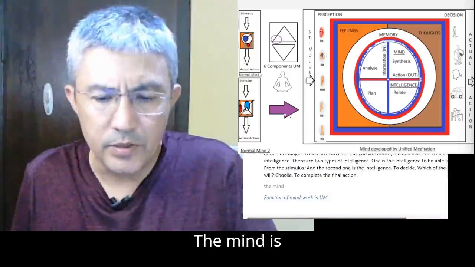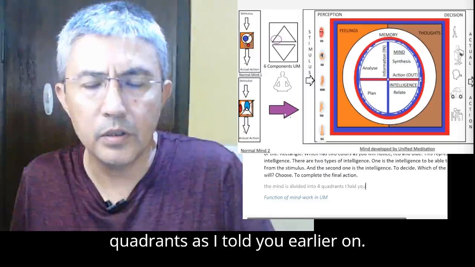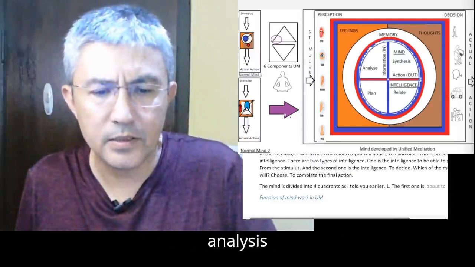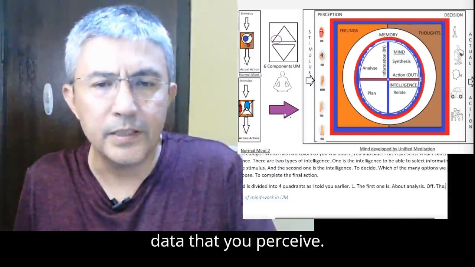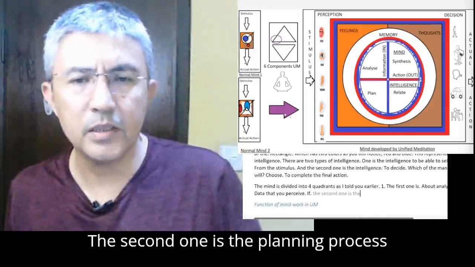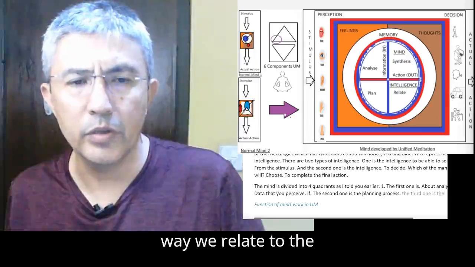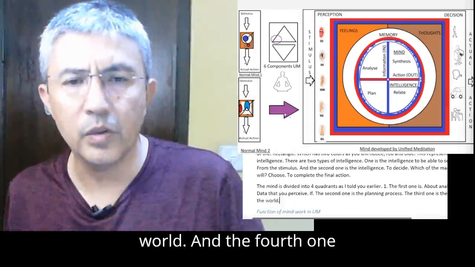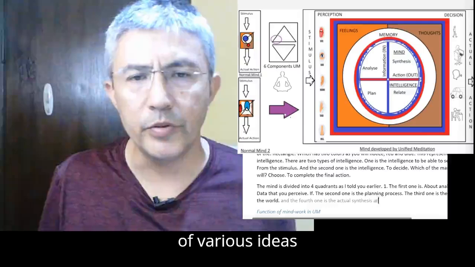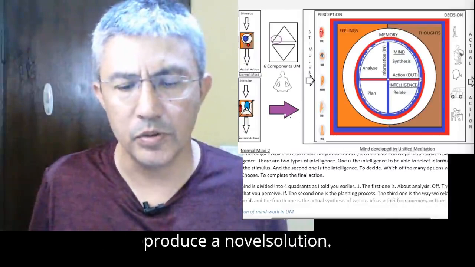The mind is divided into four quadrants, as I told you earlier on. The first one is about analysis of the data that you perceive. The second one is the planning process. The third one is the way we relate to the world. And the fourth one is the actual synthesis of various ideas, either from memory or from data, to produce a novel solution.